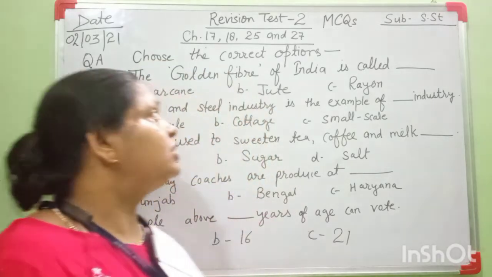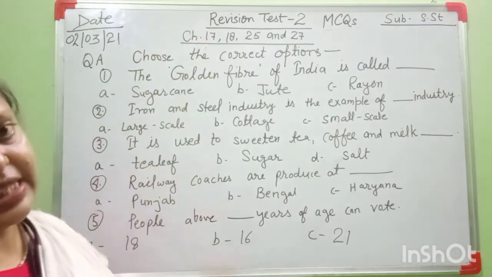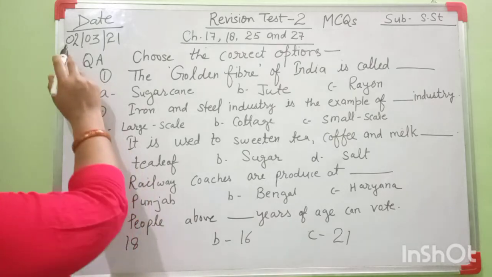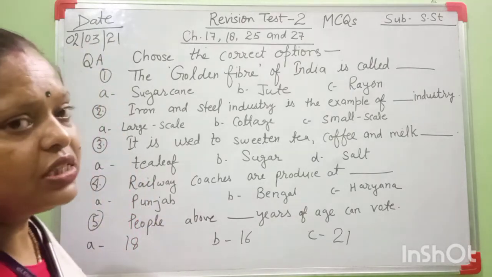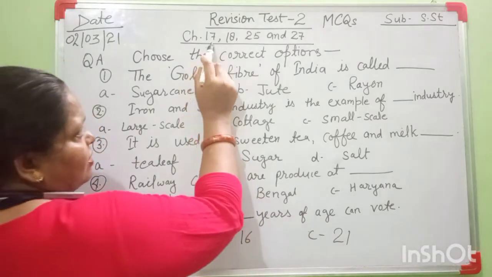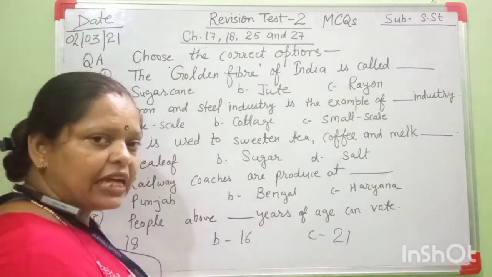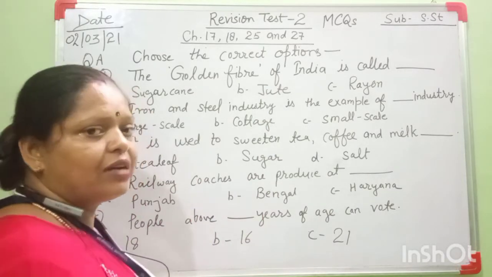Today we will do the second revision test paper. Let's start. What is the date today? The date is 2nd March 2021. This revision test paper is based on chapters 17, 18, 25 and 27. These four chapters are coming in your annual examination.